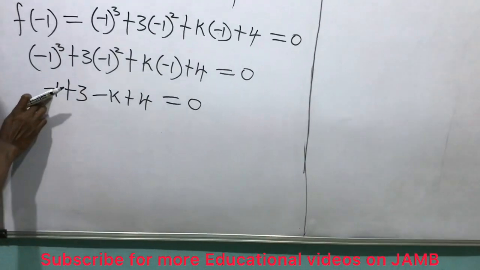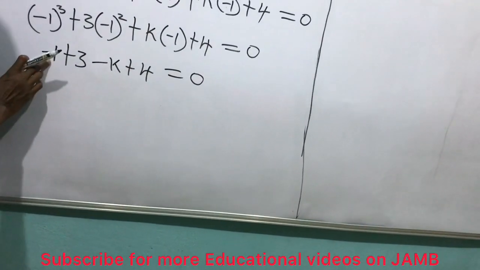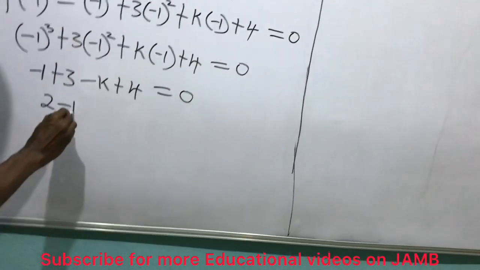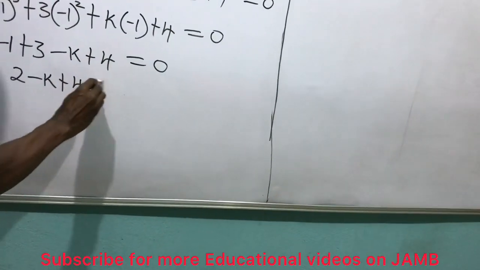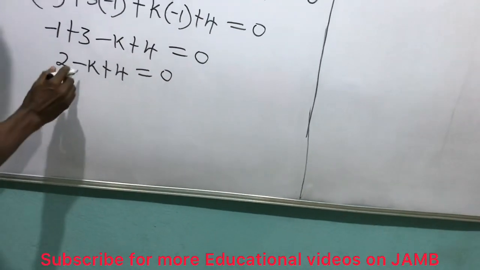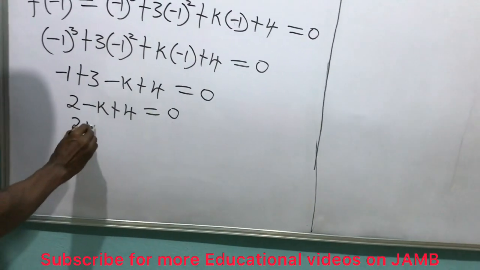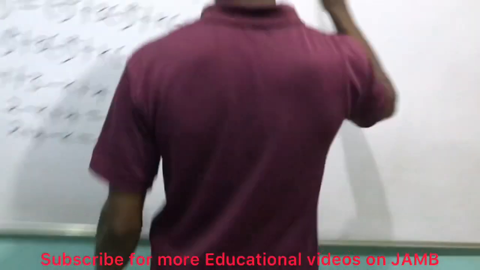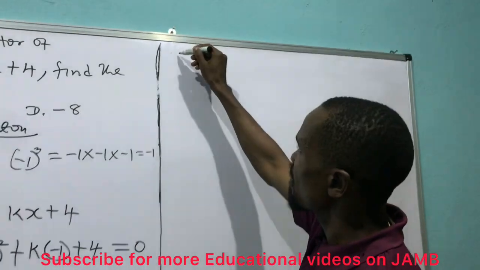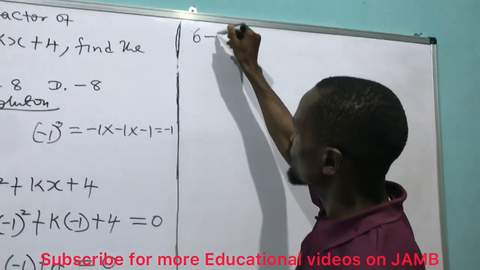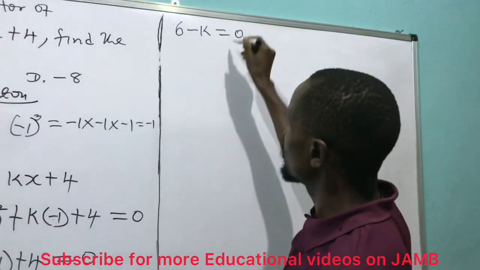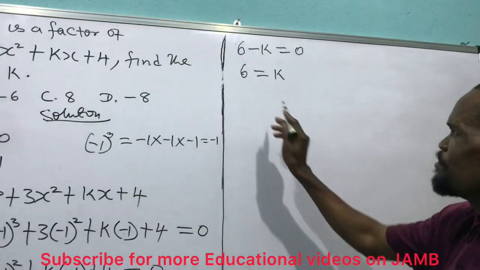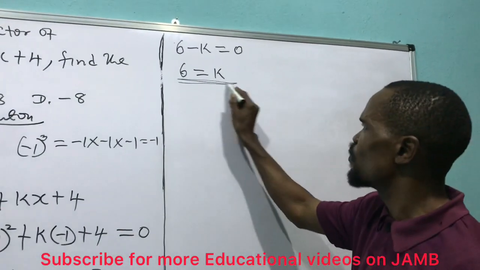Collecting like terms, minus 1 plus 3 means I'm owing 1, I paid 3, they give me a balance of 2. Minus k plus 4 is equal to 0. Then this means that 2 plus 4 minus k is equal to 0. I will have 6 plus minus k is equal to 0. Therefore 6 is equal to k. Are you getting what I'm saying now? That means the value of k here is 6.